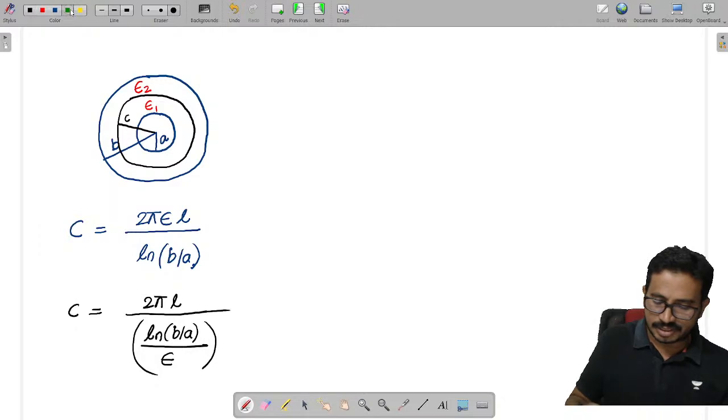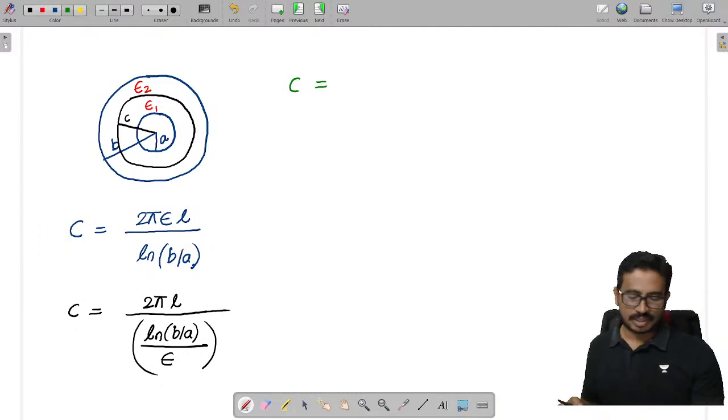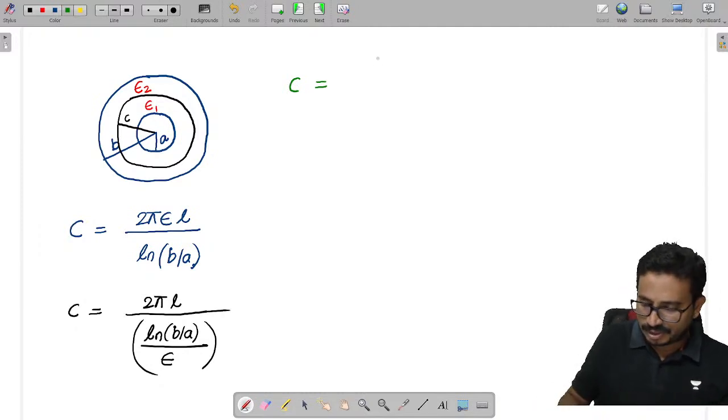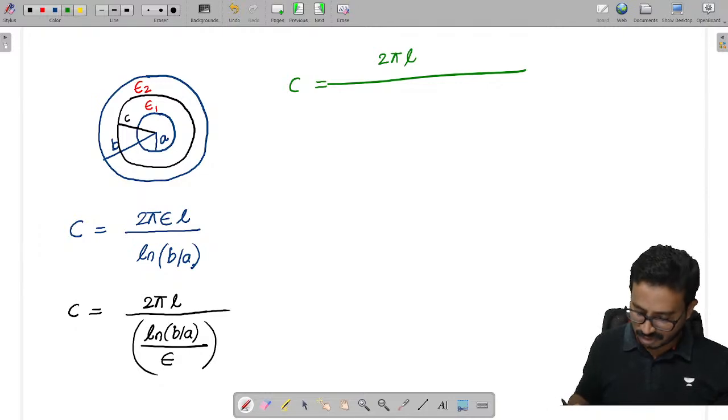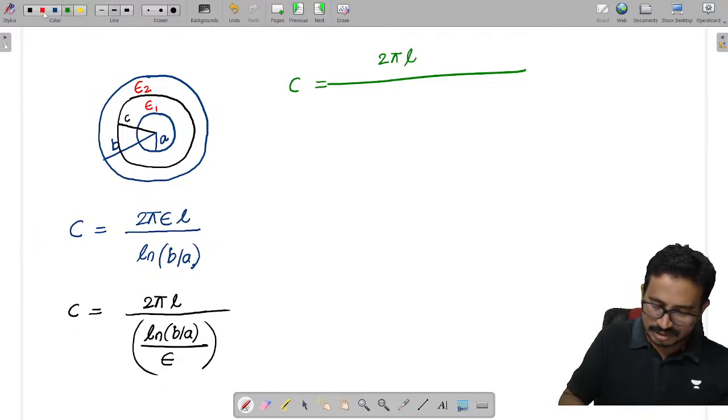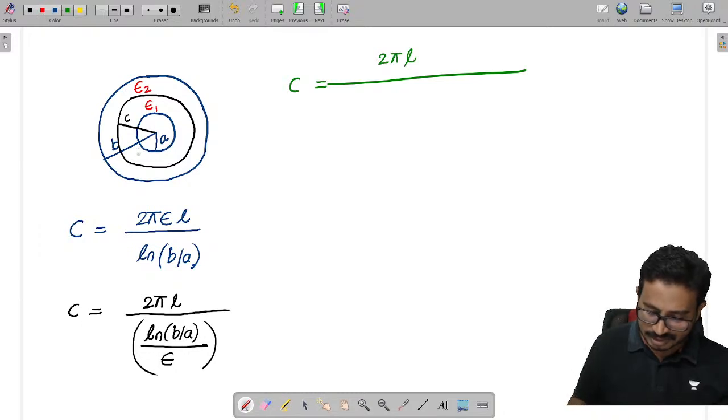Now look carefully here. You tell me now. I need to write the two parts. Here, 2 pi epsilon is a constant, right? It does not change. 2 pi L remains the same: 2 pi is the same and L is also the same. And see carefully what changes. If you take this as the first one here, what will the capacitance be? Tell me now.